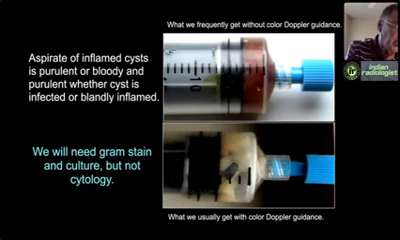So what's the point here? Well, the point is I showed you all the vascularity in the pericystic tissues. If you're going to aspirate a cyst that you think is inflamed, put on color Doppler, find the vessels, find a route in that avoids the vessels so that you can get plain pus and not bloody pus.